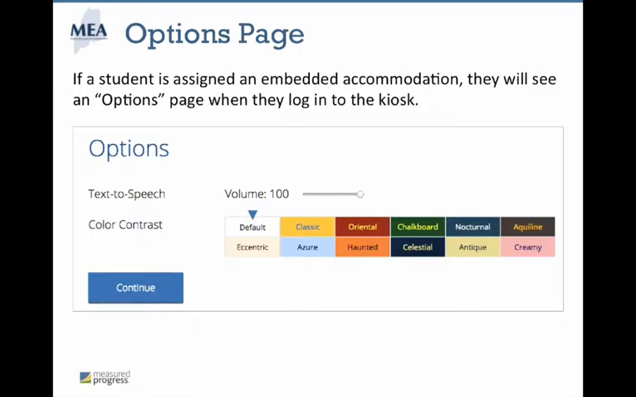If a student is assigned an embedded accommodation, they will see an options page when they log into the kiosk and begin their test session. This will give the students a chance to toggle between their different options and get comfortable with the tools prior to starting the test.